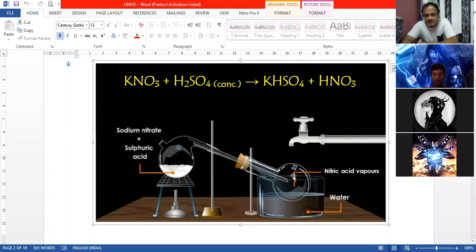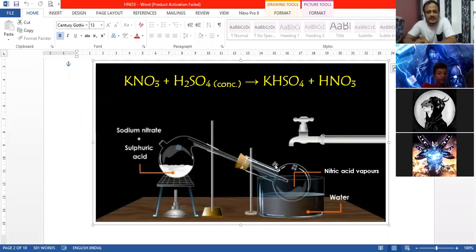These HNO3 vapors start collecting over here. So we have water in this trough, and we switch on the water from this tap. This cold water flows over this collecting flask, the receiver flask. Because of that temperature difference, vapors of nitric acid start condensing and change into a liquid state, and it is collected in the receiving flask. So this is how we collect nitric acid in the laboratory method, that is, preparation of nitric acid in the laboratory. Very simple setup, only two apparatus used over here, that is a retort flask and a round bottom flask.